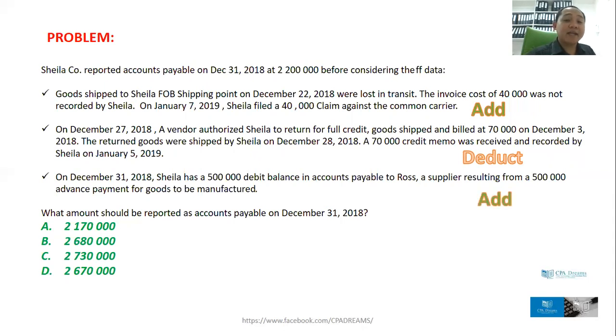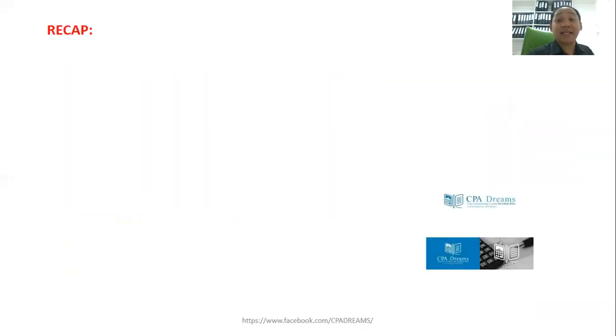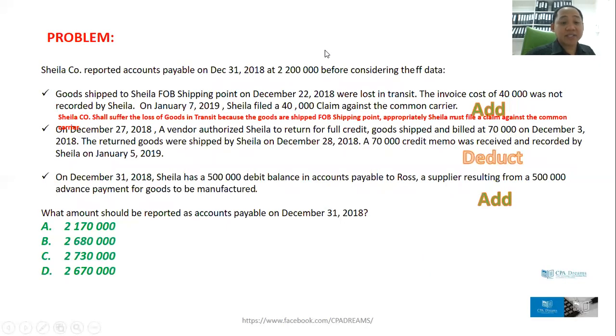Okay, again, here in the problem, you have the claim. So what is the status here actually? Sheila Company suffered a loss of the goods in transit because the goods are shipped FOB shipping point. But Sheila must file a claim against the common carrier. At the end of the day, if she wins the case, then she will still have that 40,000 back. So what is the answer here? The answer is D. Okay, let me go back. The answer is D, 2,670,000. I hope you get the answer correctly.